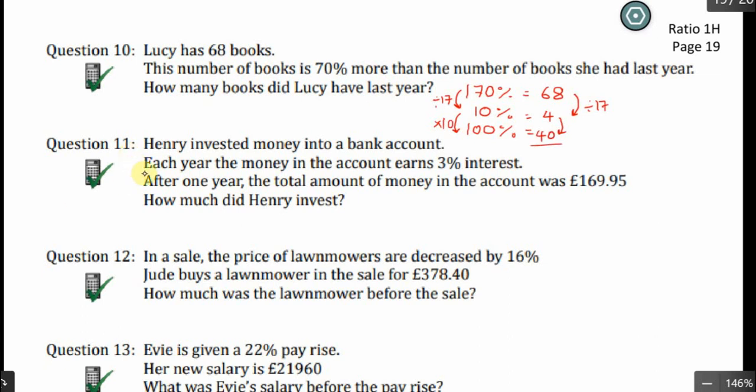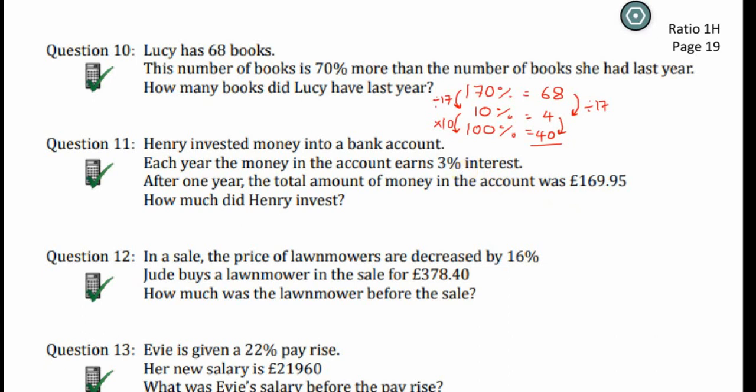Number 11. Henry invested money into a bank account. Each year, the money in the account earns 3% interest. After 1 year, the total amount of money in the account was $169.95. How much did Henry invest? So what did he have in the bank account before this 3% interest, basically? I'm going to use the second method for this one.